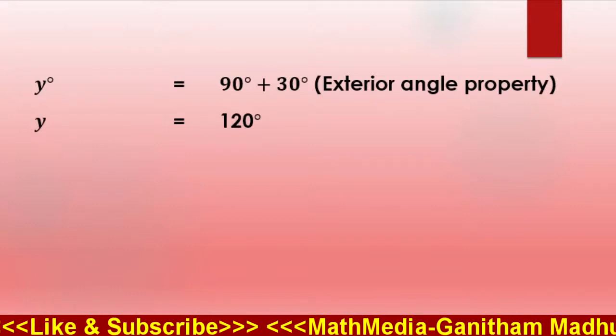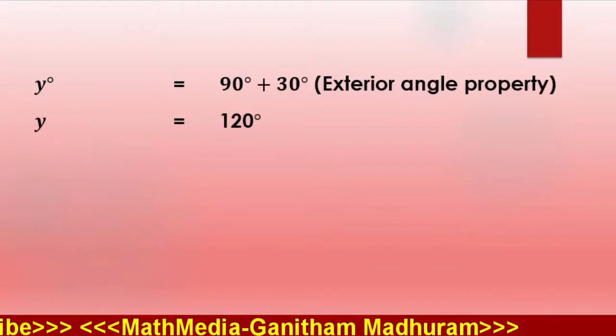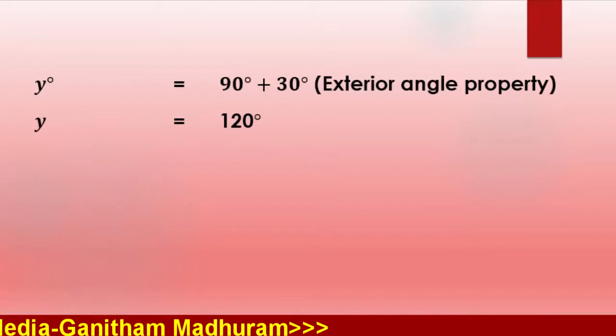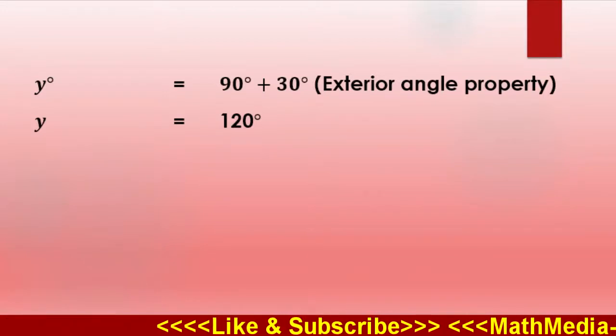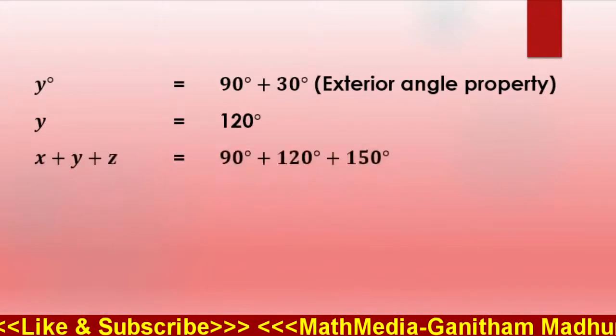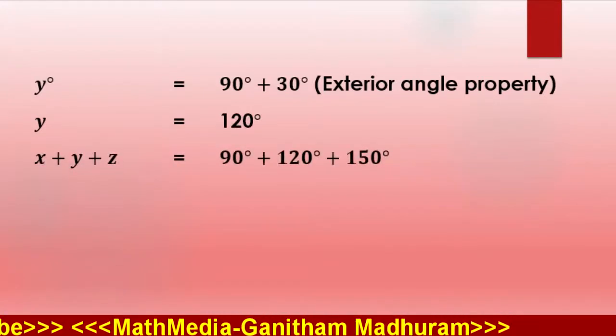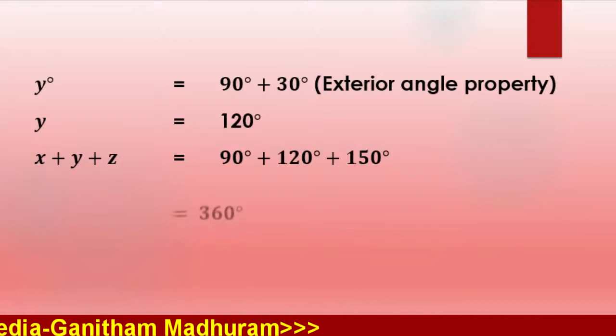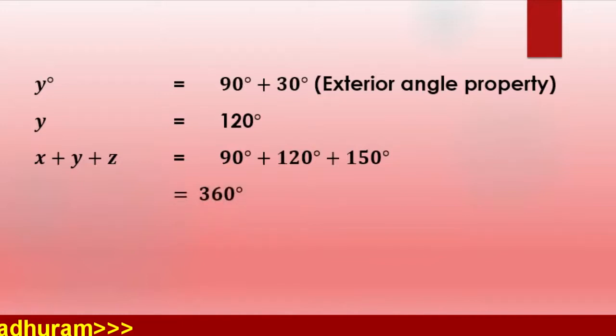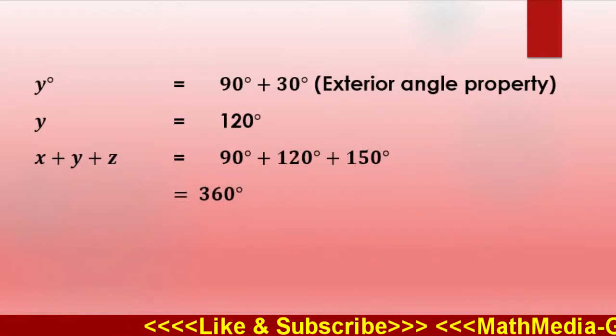Now we got the values of x, y and z. Our question is find x plus y plus z. Now we can substitute the values. That is 90 plus 120 plus 150, that is equal to 360 degrees.